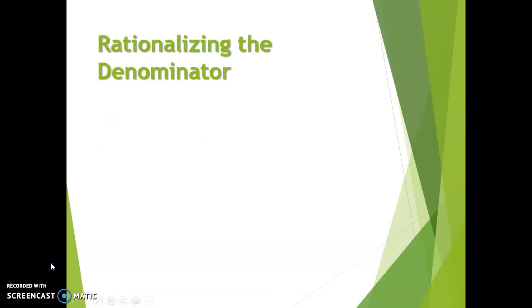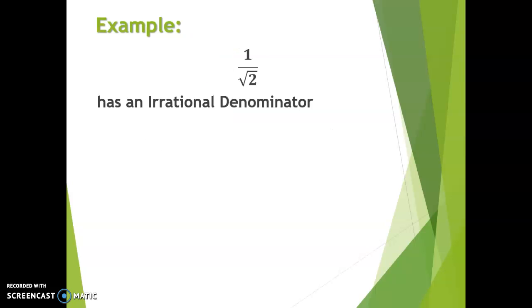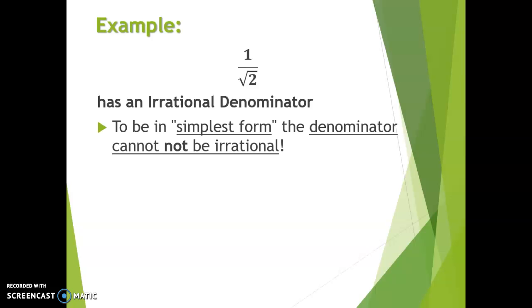All right, so this is now the beginning of part 2. We had to overflow a little bit of part 1. When rationalizing the denominator, what that means is we're manipulating our fraction to get the irrational number out of the denominator. And that's what we've just spent all of part 1 doing. So 1 divided by the square root of 2 has an irrational denominator. To be in simplest form, the denominator cannot be irrational. So that denominator cannot have a radical in it.